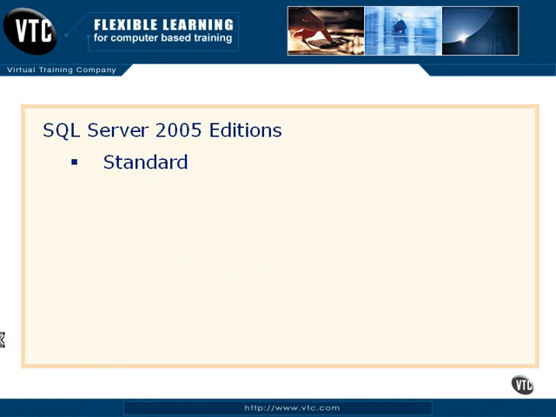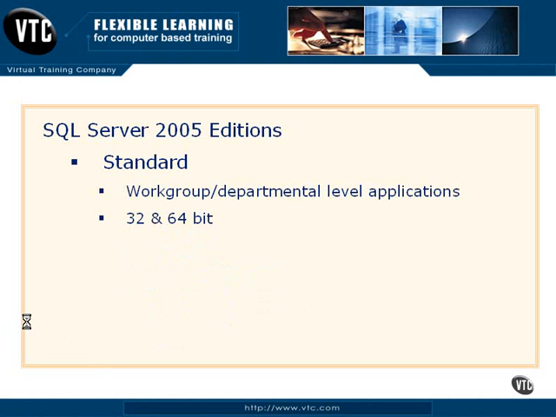Now, the Standard Edition that you will see a lot of people use out there is designed for workgroup and departmental level applications. And this falls into a lot of the small to mid-sized companies that are out there. This is also available in 32 and 64-bit functionality. And you do lose a little functionality from Standard to Enterprise, but it's not too terribly difficult to determine what those are. Again, go out to Microsoft's website.